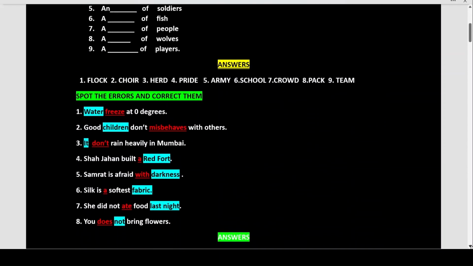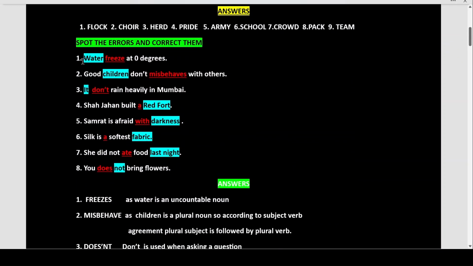Next is spot the errors and correct them. Now, water freeze at 0 degrees. Now, this statement, students, is about the agreement of your subject and verb. That means subject verb agreement is to be applied here. Water is your noun and freeze is your verb. Now, can you tell me what kind of noun water is? Water is an uncountable noun. So, we will write water freezes at 0 degrees, not water freeze at 0 degrees. Water freezes at 0 degrees.